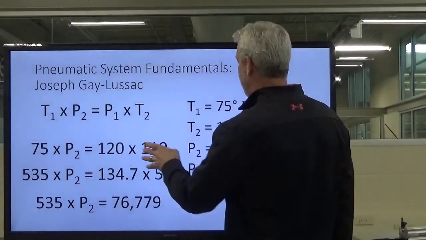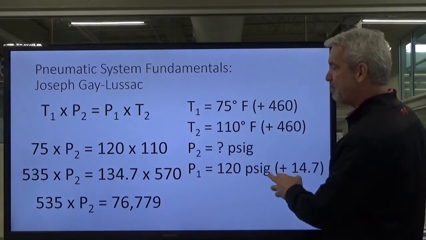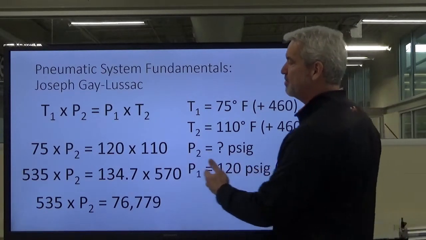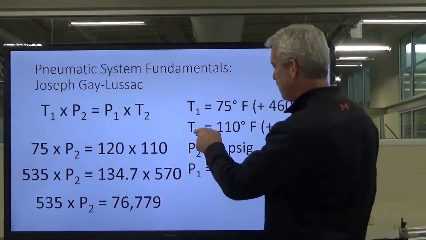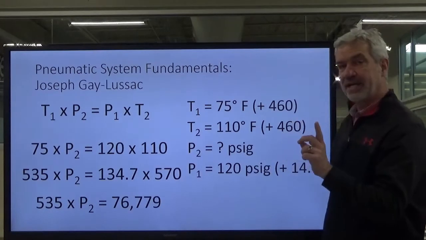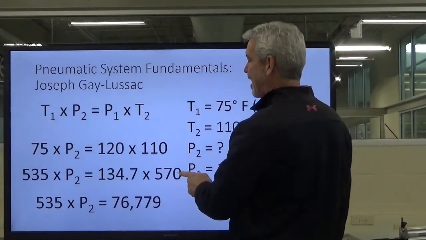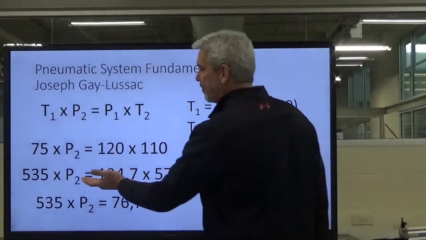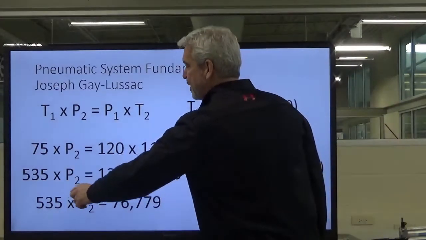All right, and we have 120 pounds per square inch gauge pressure, but we need absolute pressure. So we're going to add 14.7. That 120 becomes 134.7. We're going to multiply that by T2. T2 is 110 degrees, but we needed an absolute. We're going to add 460 to that, and we're going to wind up with 570. So this is our formula here with all our variables in here up to this point, okay? And we are looking for P2.